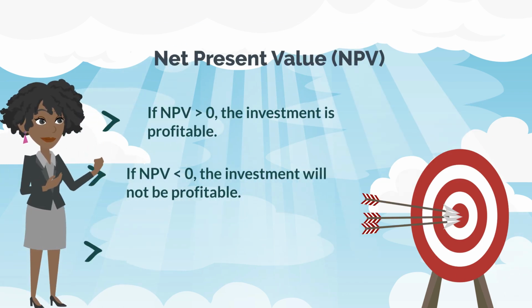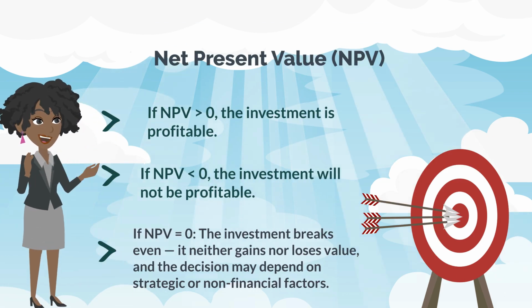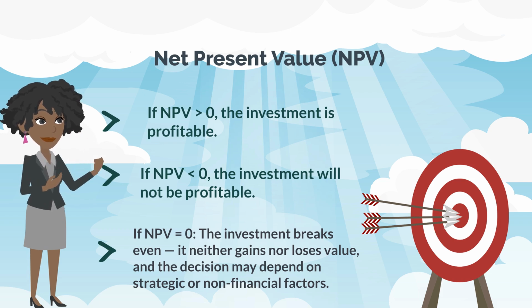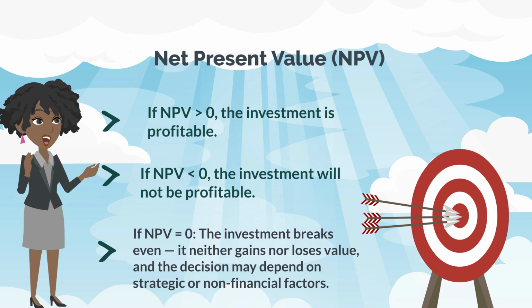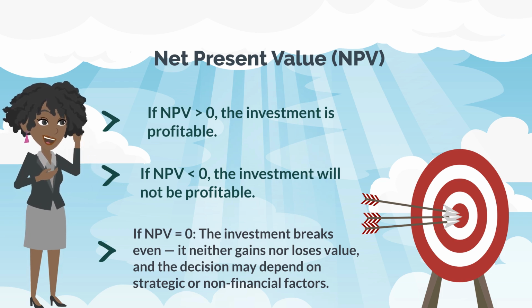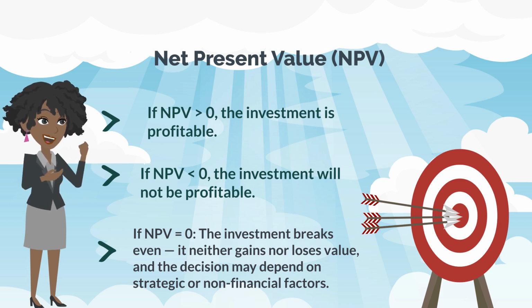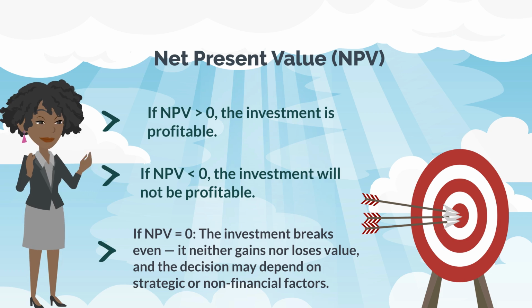Net present value, NPV, is one of the most reliable methods for evaluating investment decisions. Here's the key takeaway. If NPV is greater than 0, the investment is profitable. It adds value to the business and exceeds the required return. If NPV is less than 0, the investment is not profitable. It destroys value and should be rejected. If NPV is equal to 0, the investment breaks even. It neither gains nor loses value, and the decision may depend on strategic or non-financial factors.